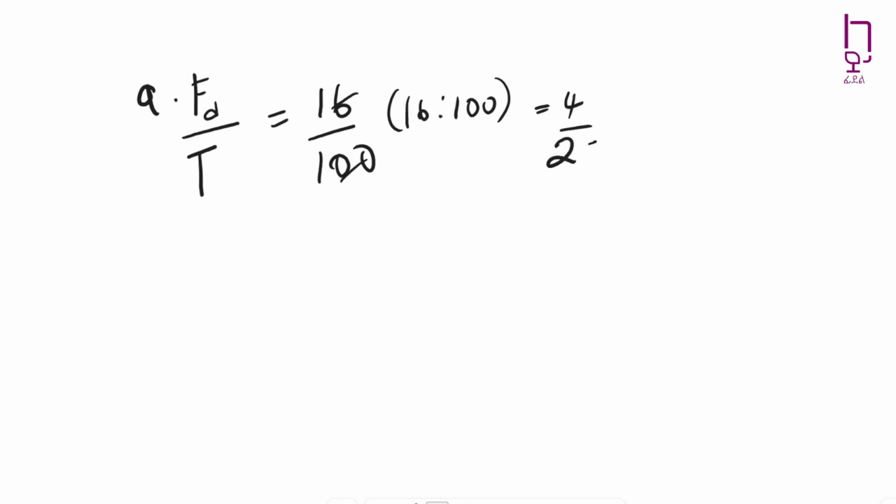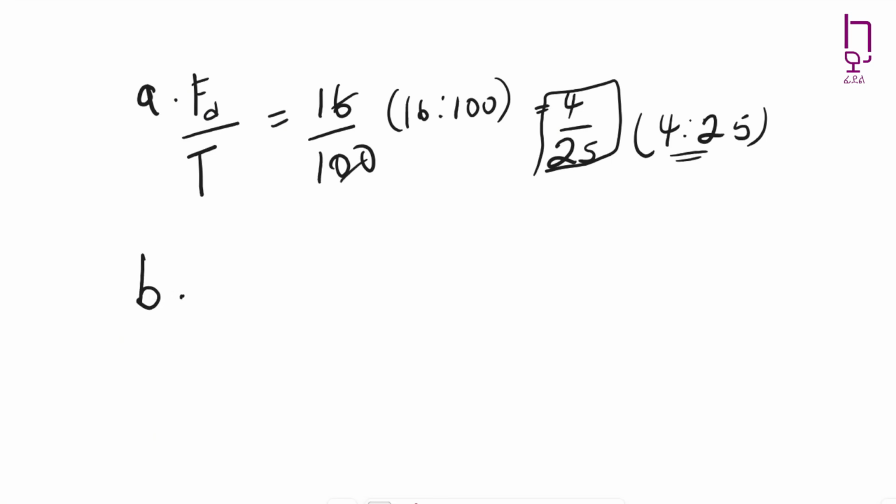So the number of female diploma holders is 16, right? And the total number of teachers is 100. So the ratio will be 16 to 100. This one I can simplify further. Dividing by 4, 16 becomes 4. 100 divided by 4 is 25. So the ratio is 4 to 25 in simplified form. So the ratio of female diploma holders to the teachers is 4 to 25.